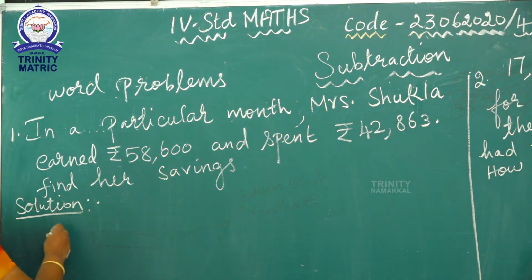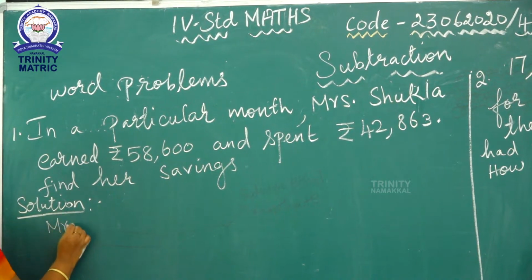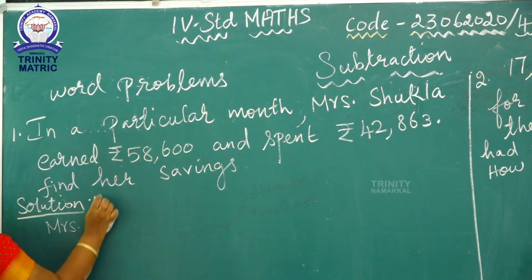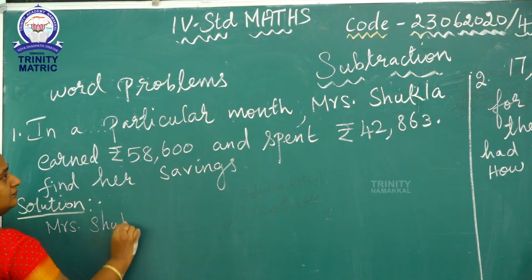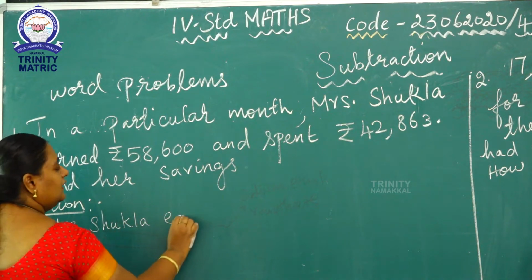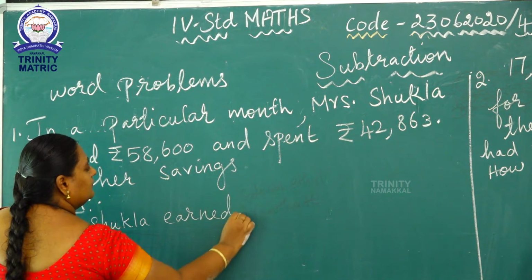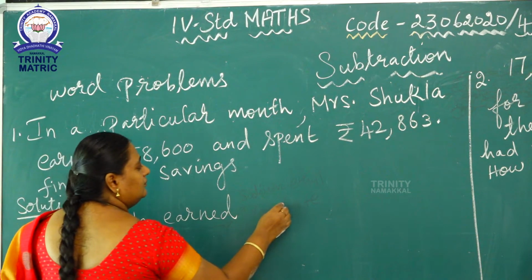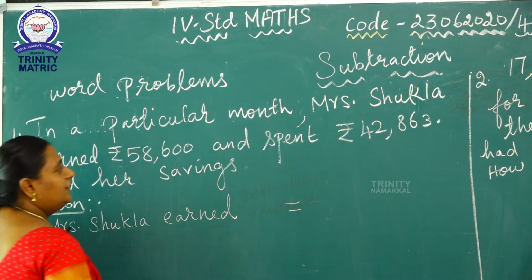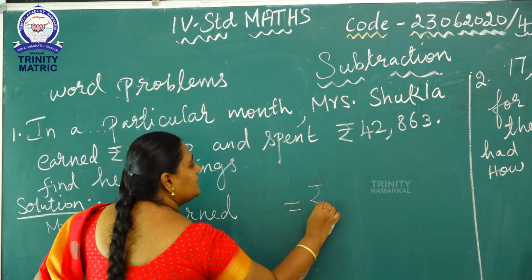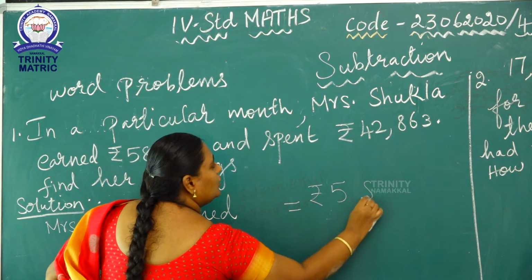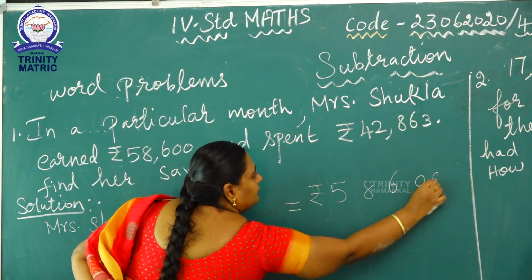So listen, how will you write the wordings? So solution, Mrs. Shukla earned. How much did she earn? She earned rupees 58,600.